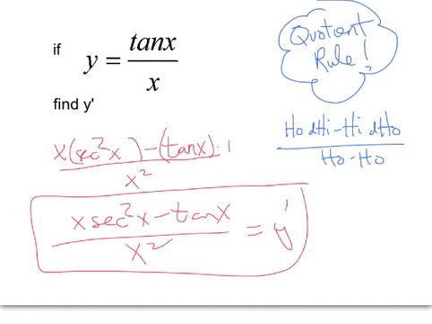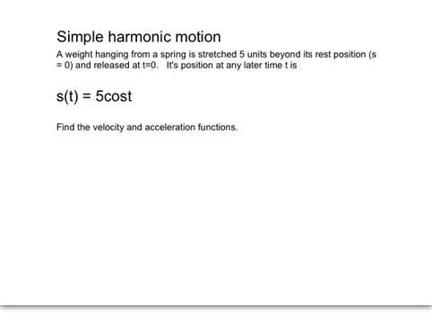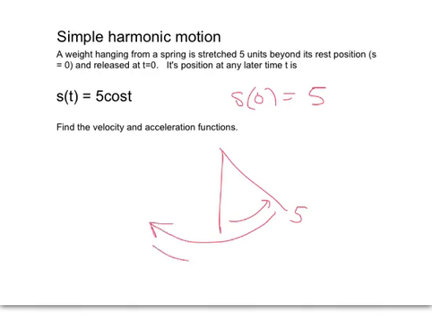All right, let's look at a word problem involving harmonic motion. An object can swing back and forth thanks to modeling with a sine or cosine curve. So a weight hanging from a string is stretched 5 units beyond its rest. So at time equals 0, remember cosine is 1 at time equals 0. So this object at the start is 5. You should note that. So it's swinging, we bring it up to 5, and then it's going to swing back and forth.